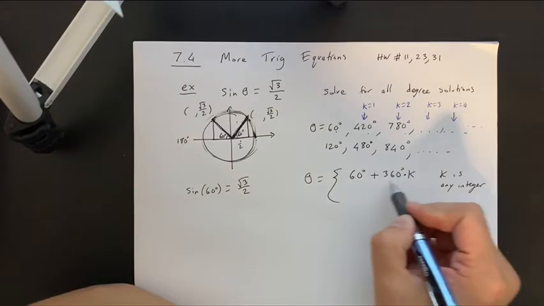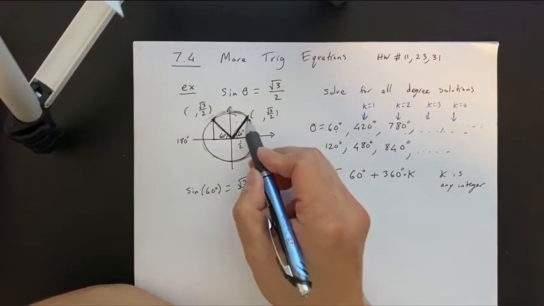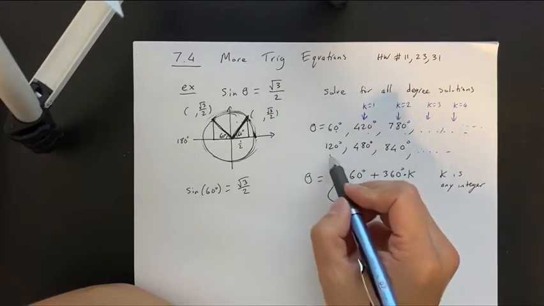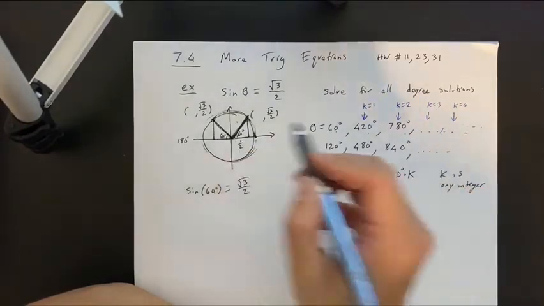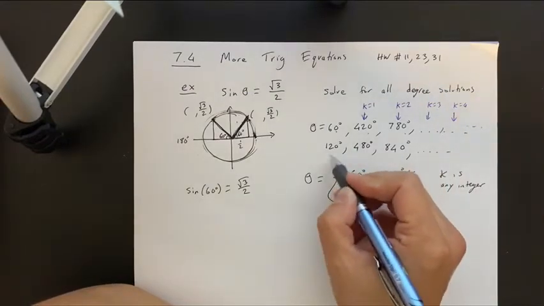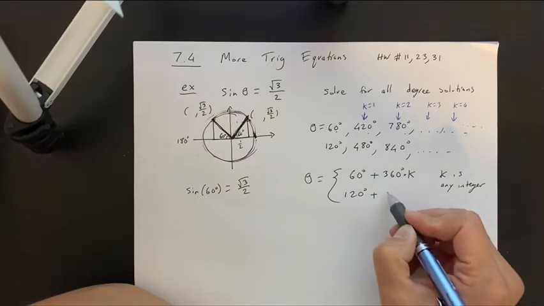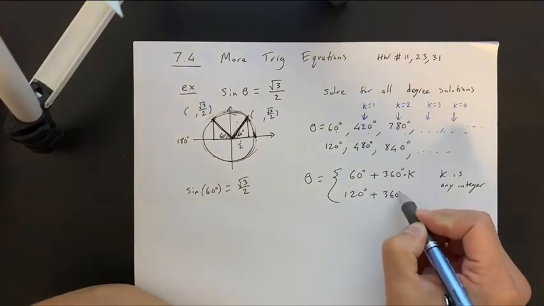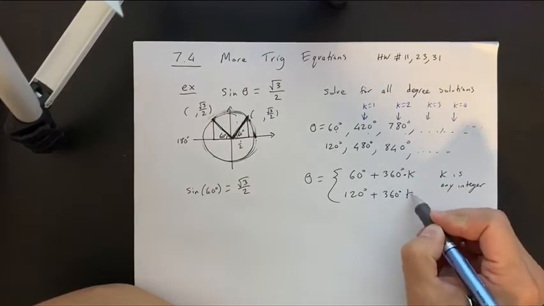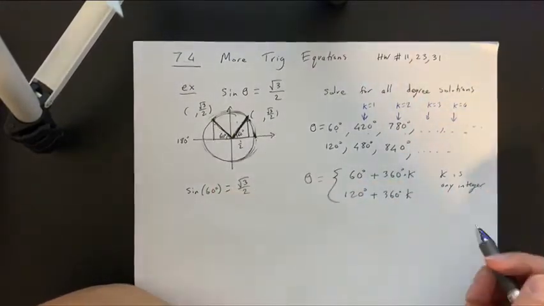But that is not the only position. This would generate all the values for that first position, but I want to generate all the values for that second position as well. So you start with any of these angles. Usually I start with the first one, and then you can add any multiple of 360 to this guy, and it will give you another coterminal angle to the same position.